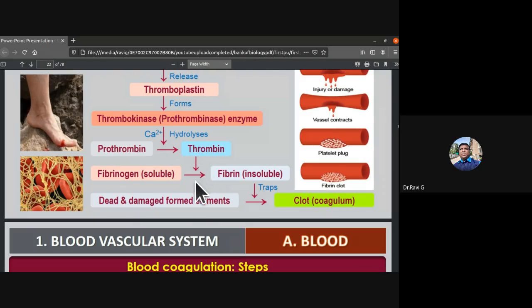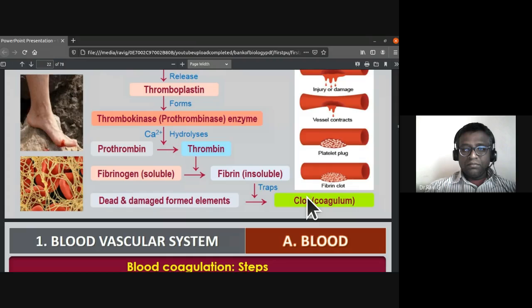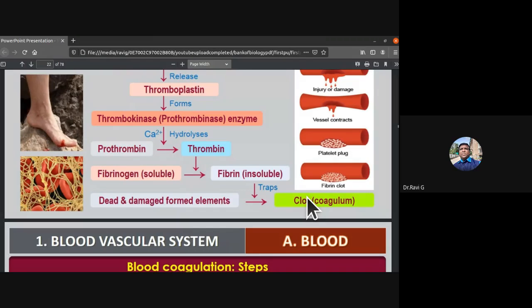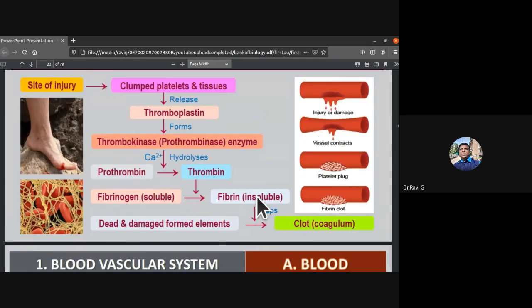Now this thrombin converts the soluble fibrinogen into insoluble fibrin. The dead and damaged formed elements are trapped by this insoluble fibrin, and they form the clot. So if prothrombin is converted into thrombin, thrombin is required for converting soluble fibrinogen into insoluble fibrin. The insoluble fibrin traps the dead and damaged formed elements, and that leads to the clot, or coagulum. This is how blood clotting takes place.